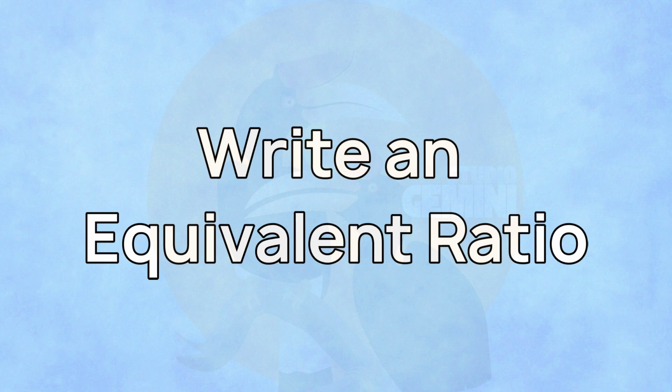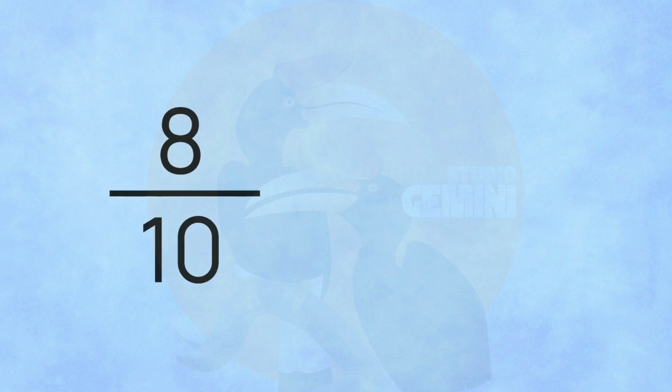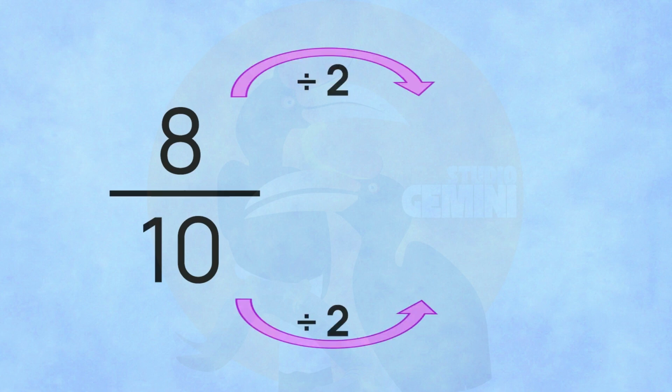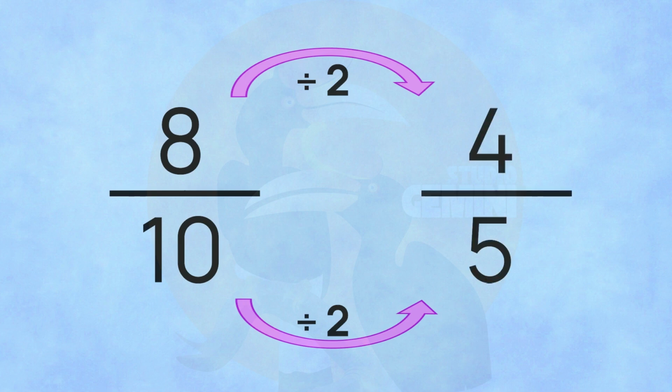Let's say we had the fraction 8/10. This fraction isn't in its simplest form. So how can we simplify it? Well, if we divide the top and bottom both by 2, we get 4/5, which is the simplest form of this fraction. 8/10 and 4/5 are equivalent ratios. We can see that because we divided by 2 on both the top and the bottom to get 4/5 from 8/10. Now let's try this in an example.